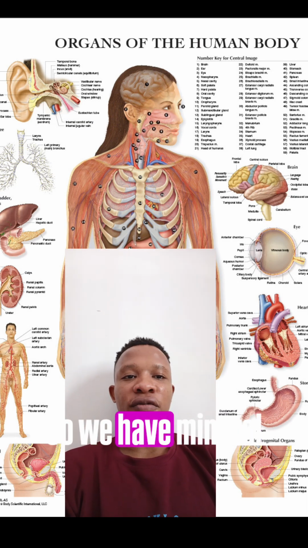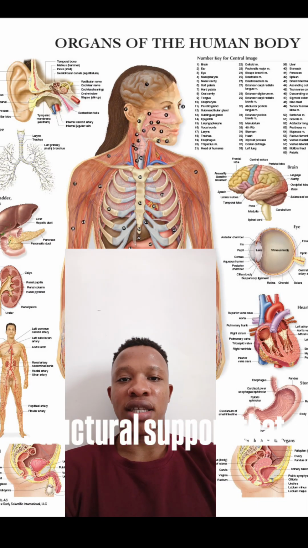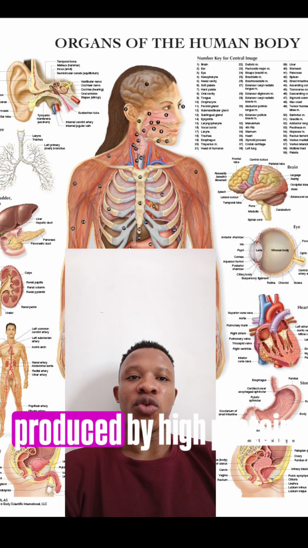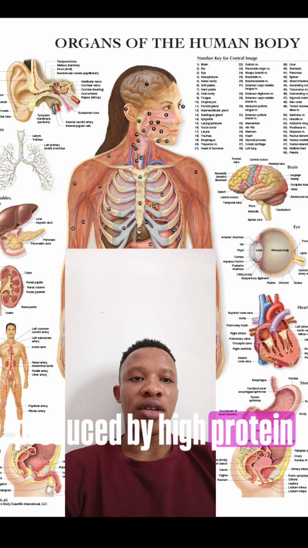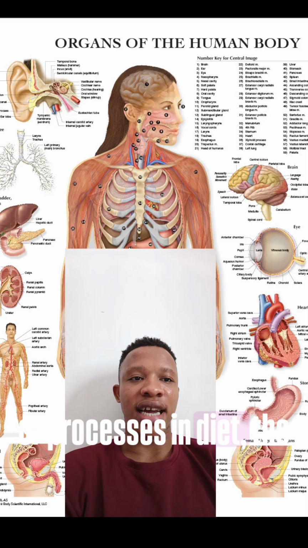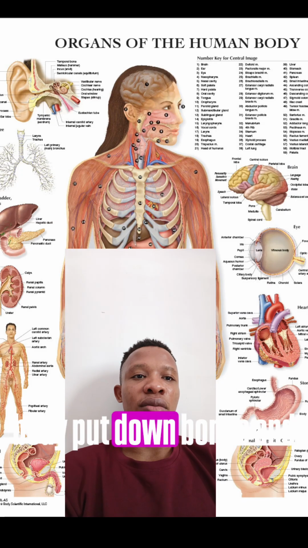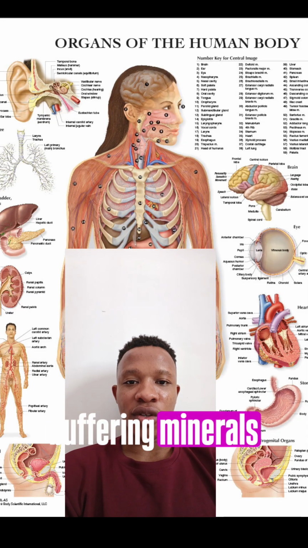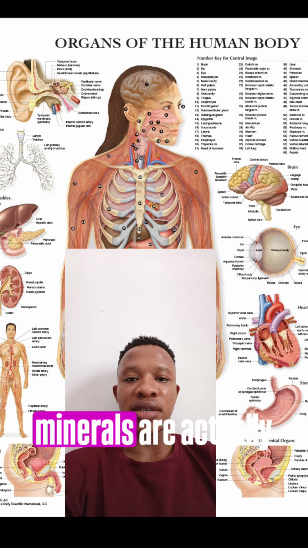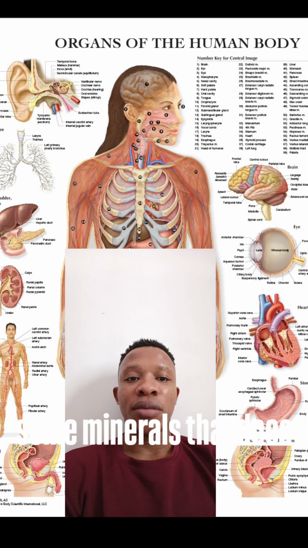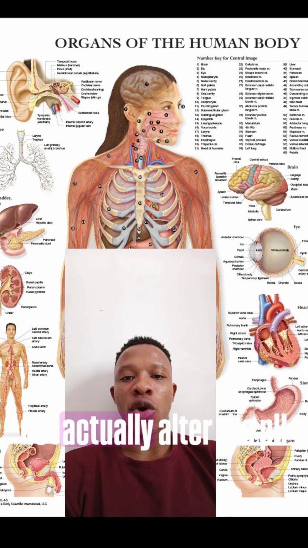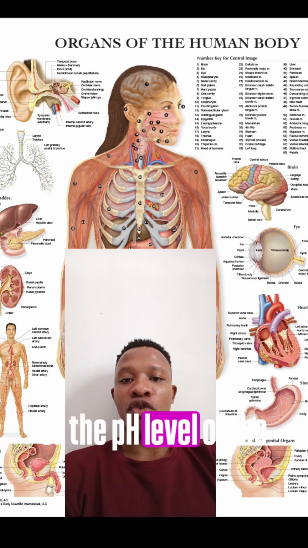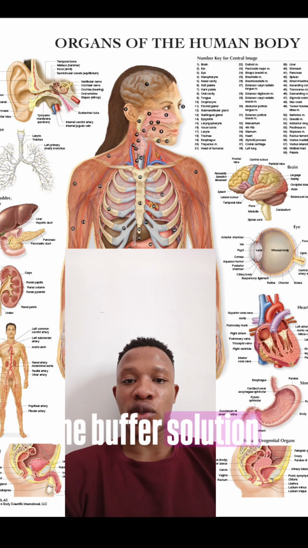Okay, so we have mineral structural support, that is also bases. So when excess acid is produced by a high protein diet or processes in the diet, the body breaks down bones and muscles to release buffering minerals. Okay, so the buffering minerals are minerals that do not actually alter the pH level of the stomach, or the pH level of the intestine. So we call it the buffer solution.